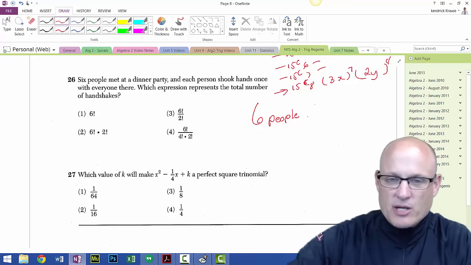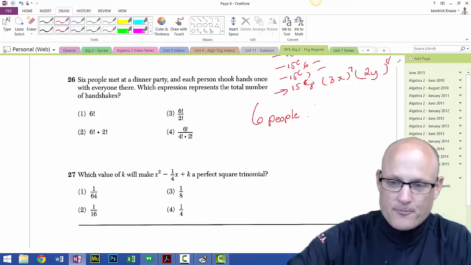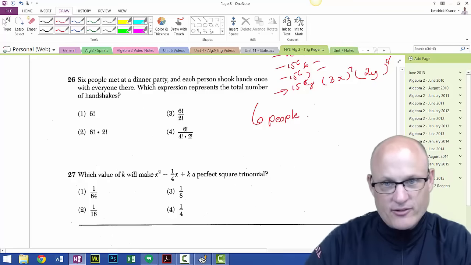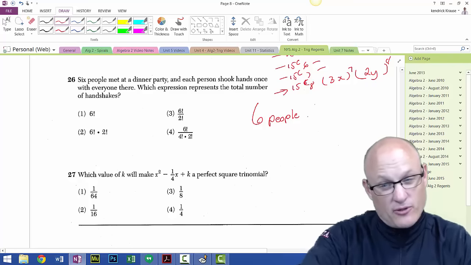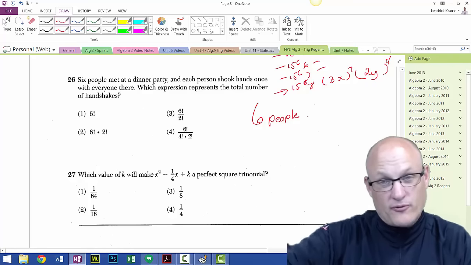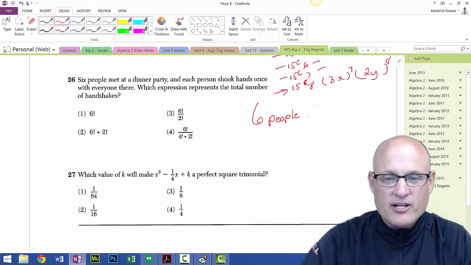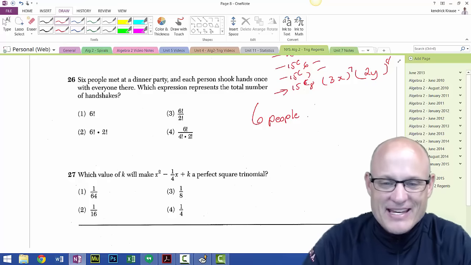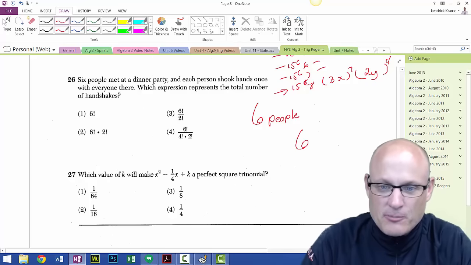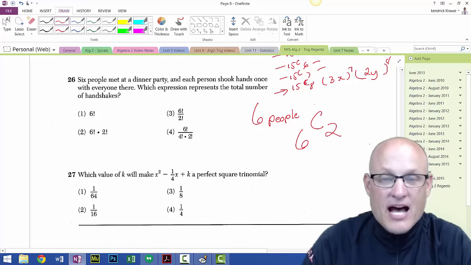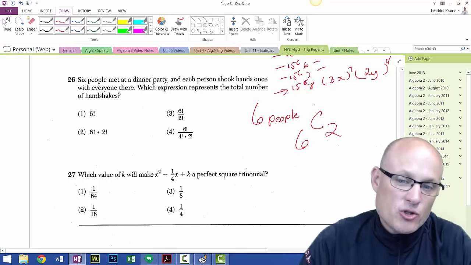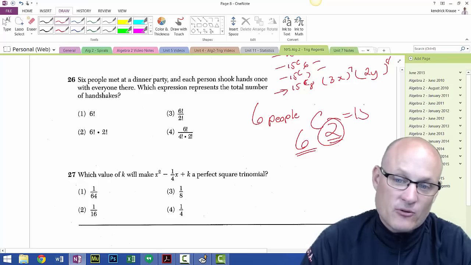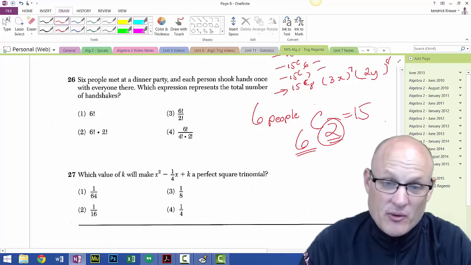So anyway, I go around, I shake people's hands, right? Well, if I shake Pongo's hand, Pongo shook my hand. So that counts once, but it's only one handshake. It's not one for him, one for me. So really, it doesn't matter who's shaking whose hand, it's combinations. It's six people, and we want to choose two of them. How many different ways are there to choose two people if there's six people? There's 15 different ways. So that's the first thing you had to figure out.